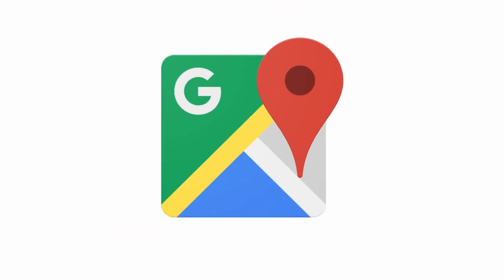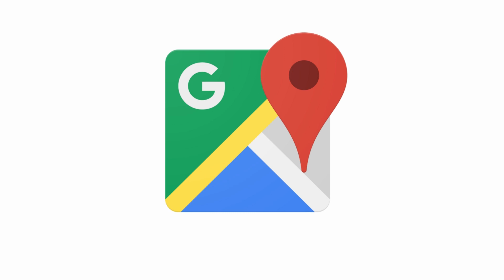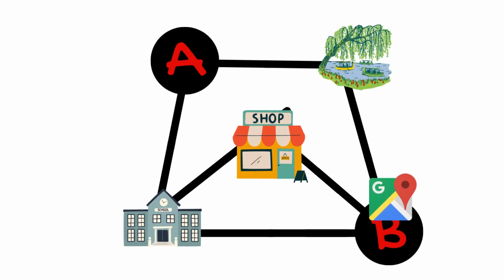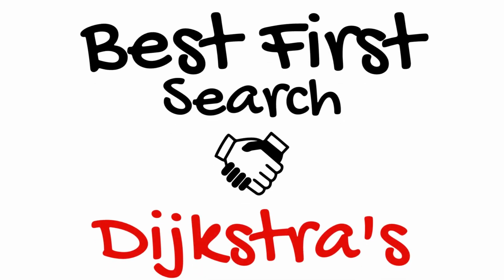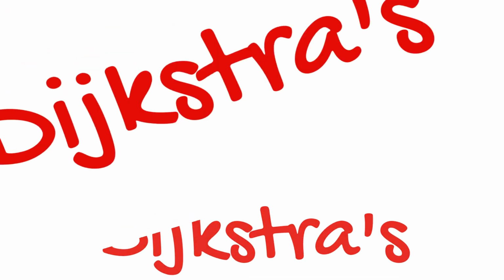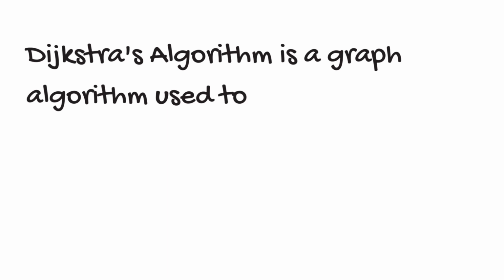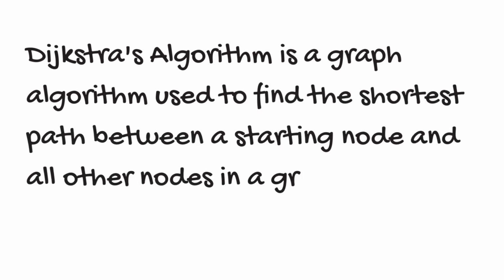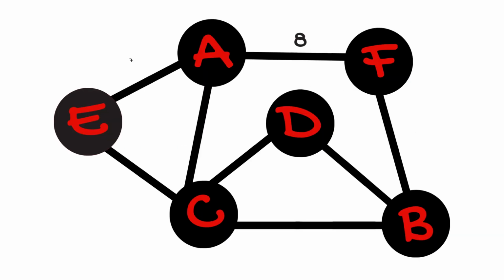Dijkstra. How does Google Maps actually calculate the shortest path from place A to B? Well, it mainly utilizes the logic of two algorithms, best first search and Dijkstra's. But today, we're going to be unpacking Dijkstra's. Dijkstra's algorithm is a graph algorithm used to find the shortest path between a starting node and all the other nodes in a graph. Each edge of the graph has a weight, and Dijkstra's algorithm uses these weights to determine all the different shortest paths.